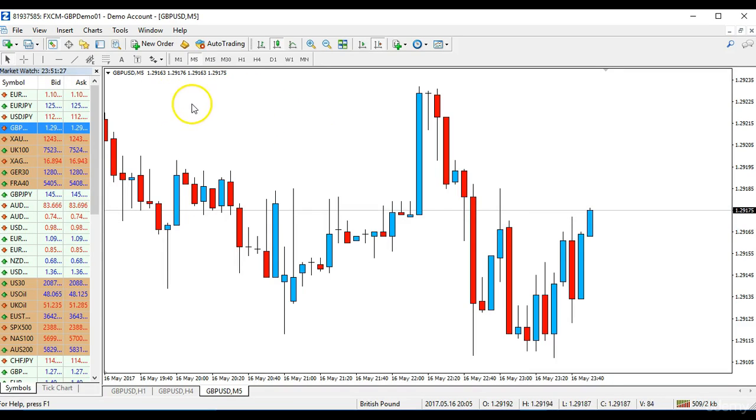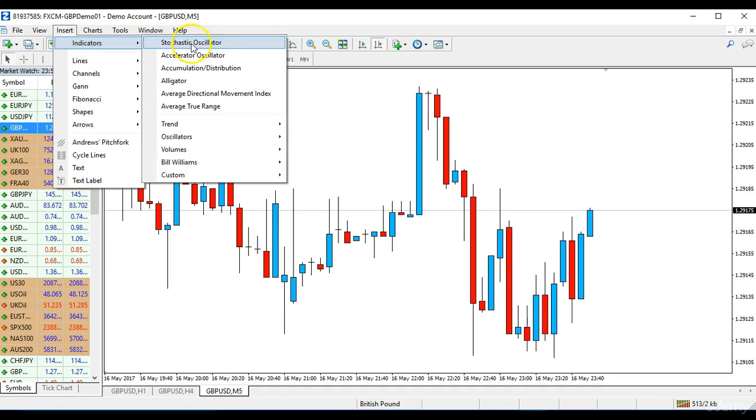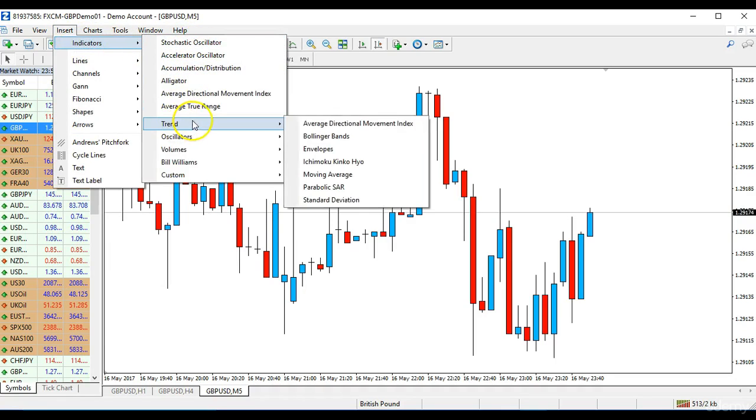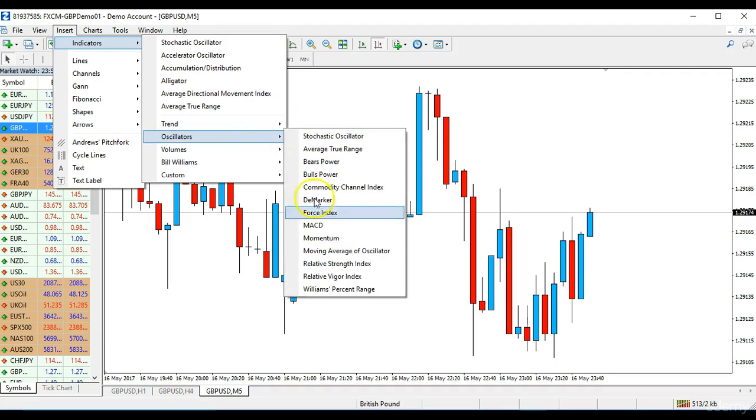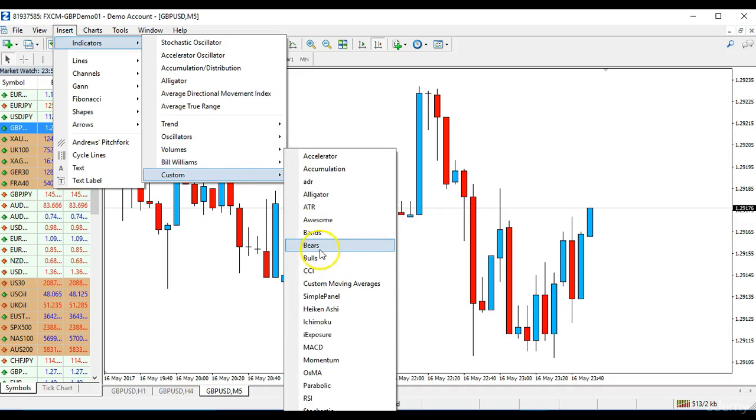When I first started off trading, I spent, I suppose, maybe a year playing around with indicators. If you click insert, you'll see it says indicators, and it will give you stochastic, everything: trend indicators, oscillator indicators, volume indicators, other indicators, and custom indicators. There are a couple of indicators I use, but I use them as a guide. They are a help, but they are not a leader.